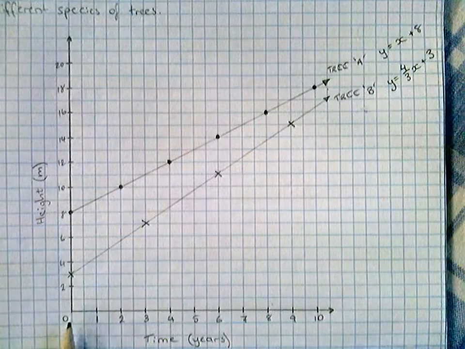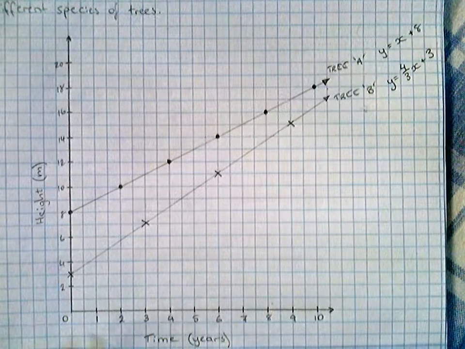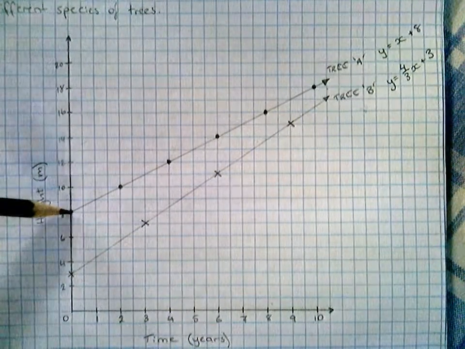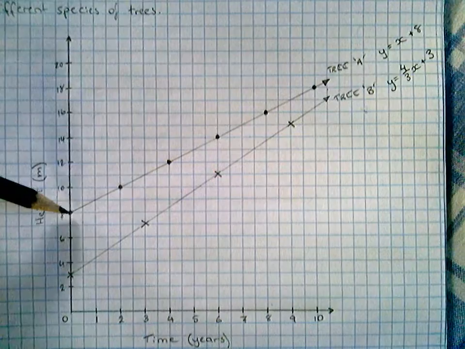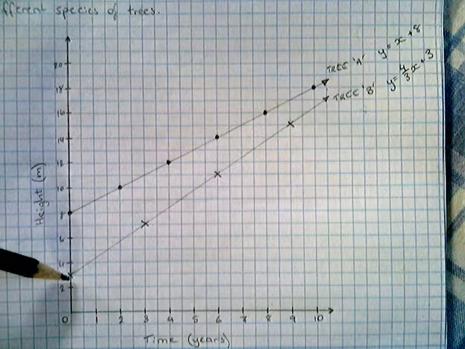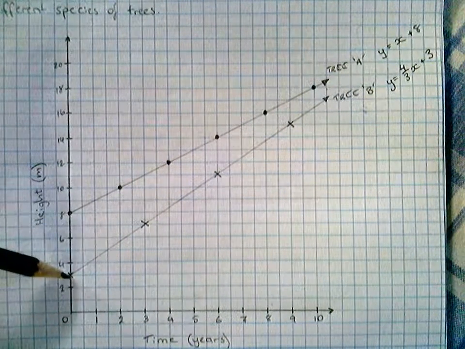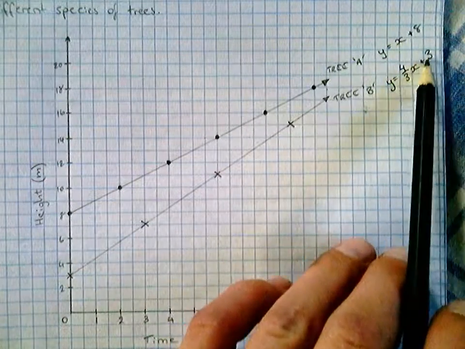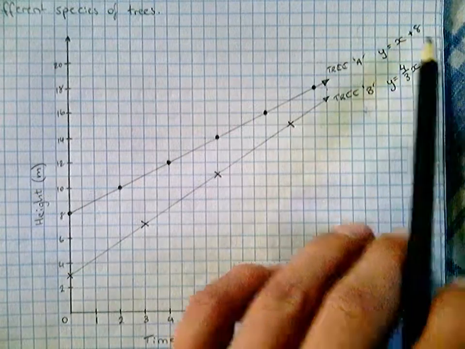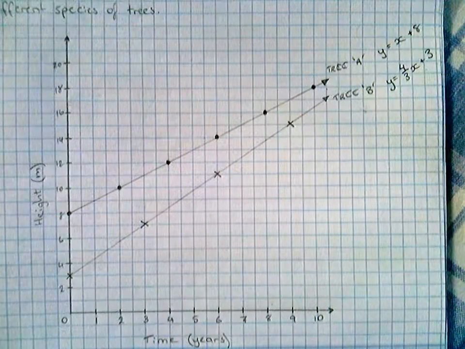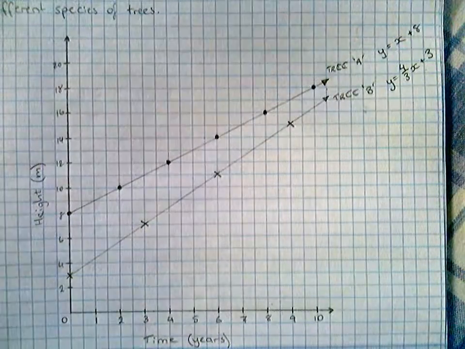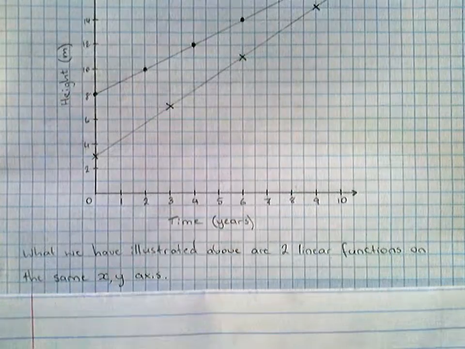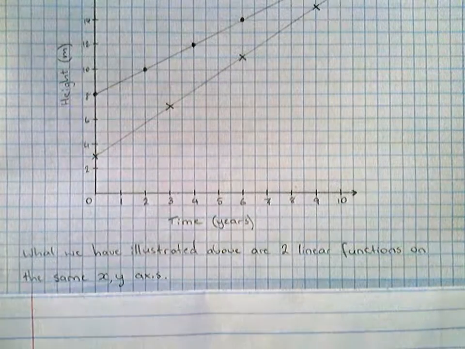But you'll also note time zero down here, the time at which they were first measured. This tree, tree A, was a lot taller than tree B. Tree A was 8 meters, tree B appears to be 3 meters. And that would be suggested by the c value being the y-intercept of their functions. So, what we have illustrated above are two linear functions on the same xy axis.